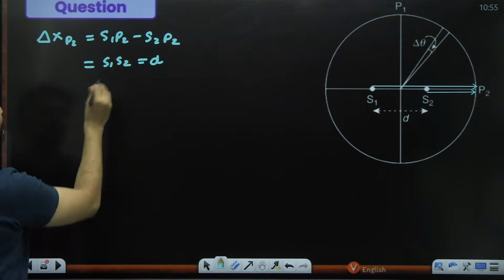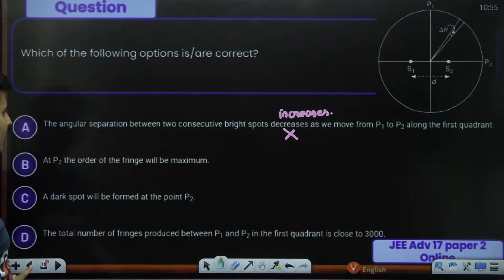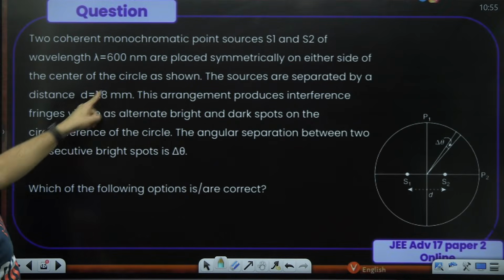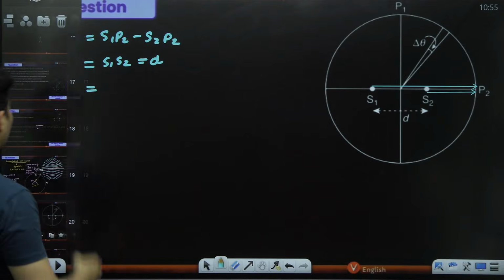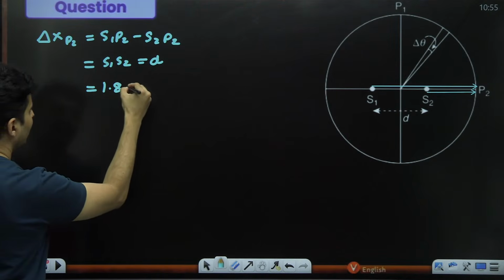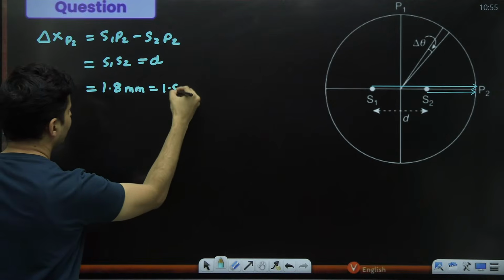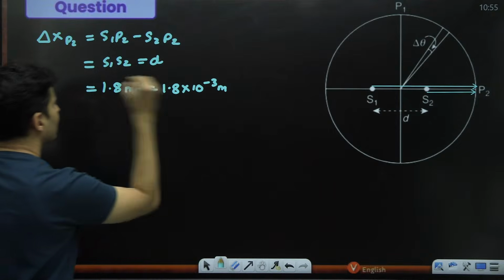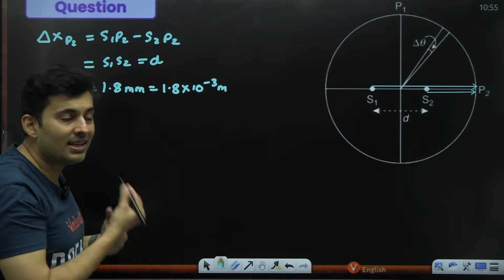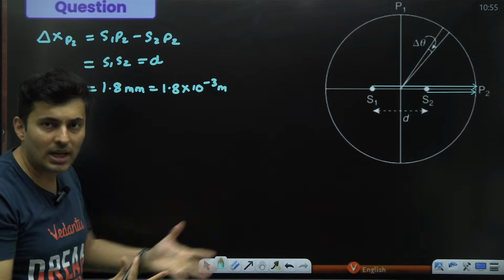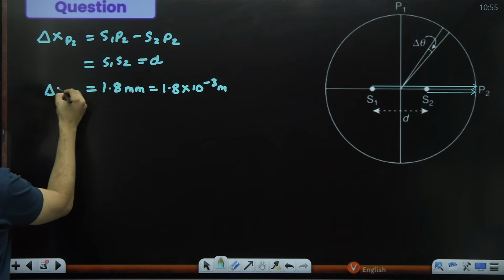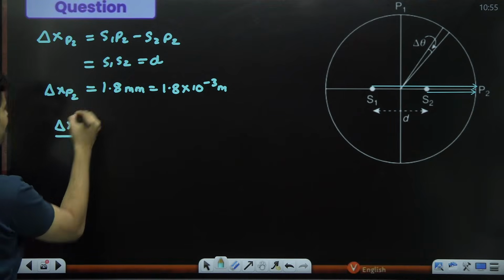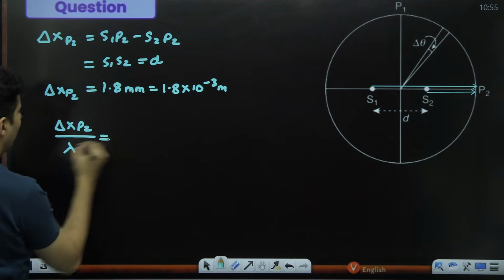Now here is the catch. Let's see how much that D is. D is how much? Somewhere it is given. Yeah, it is 1.8 millimeters. So D is nothing but 1.8 millimeters, which is 1.8 into 10 to the power minus 3 meters. Now see, how many times is this as compared to lambda? So always, whenever you get the path difference, just see what is that number as compared to lambda.